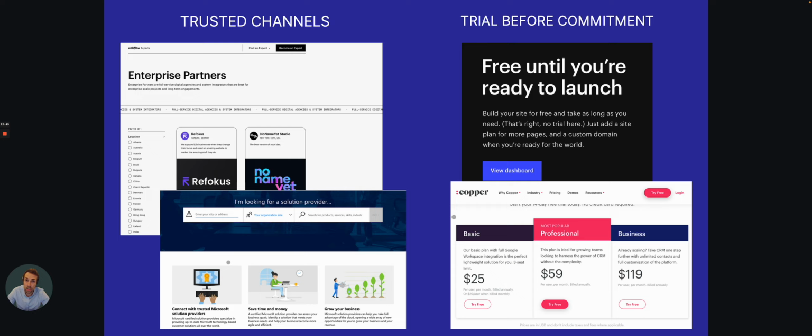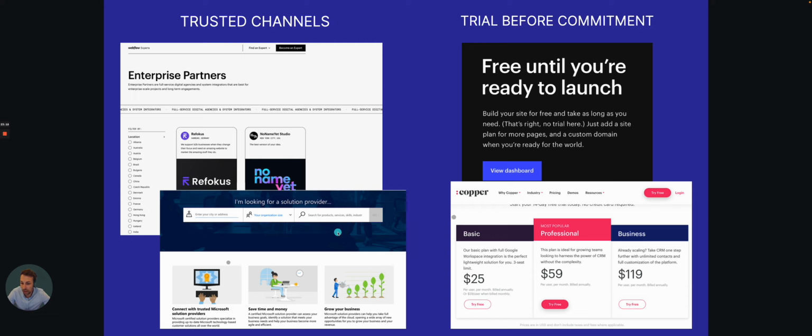The trusted channels, we talk about building partnerships or having partners that are certified in our SaaS or in our technology. And Webflow Experts is a great example of that. They have this big network of enterprise partners on their website. So before moving forward with Webflow, I can have a look and see if there's some partner that is speaking my language, is local, is close to me, trusted and familiar.